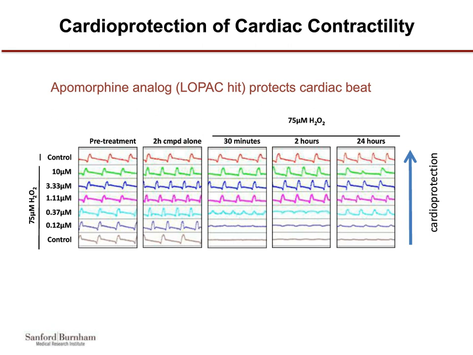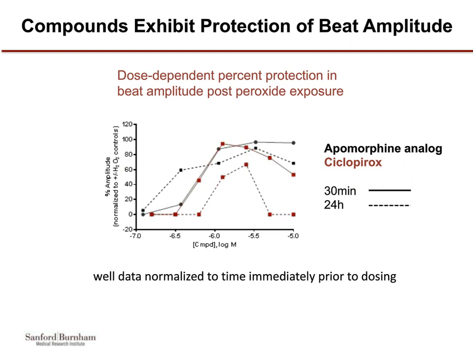As some of the results from these types of experiments are shown here, the apomorphine analog is in black and the cycloprox compound is in red. And this is looking at an amplitude readout that is normalized to plus and minus the peroxide. So we're looking at 0 to 100% of basic protection from the amplitude, which is where we saw most of the effects occurring for these compounds.